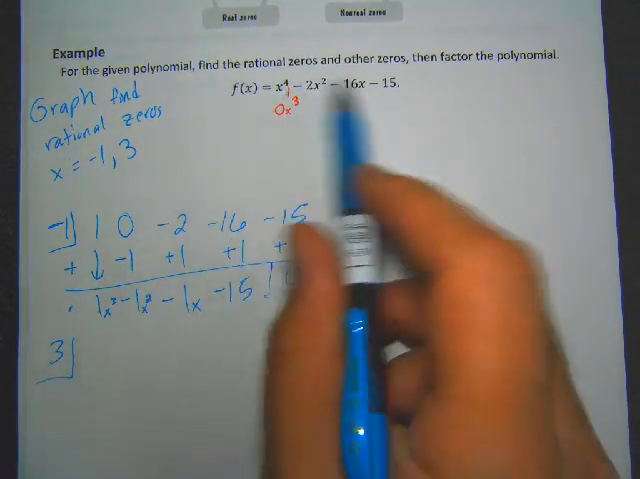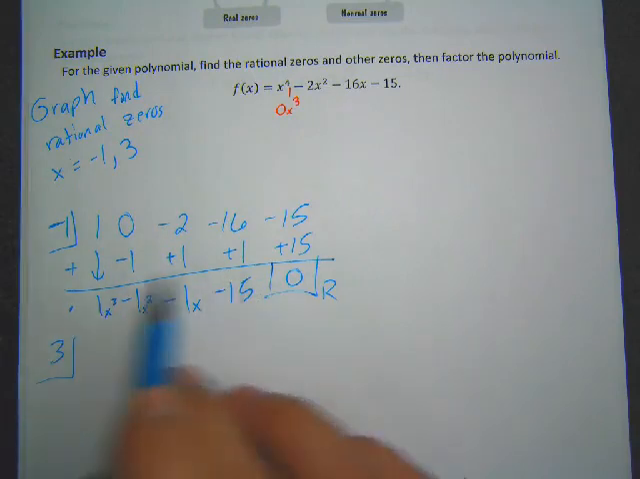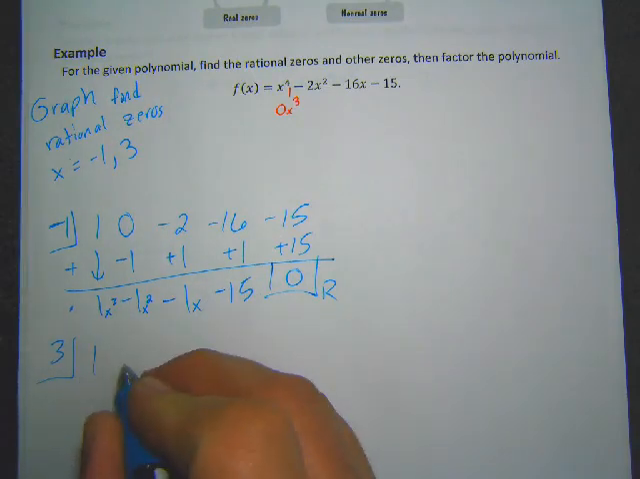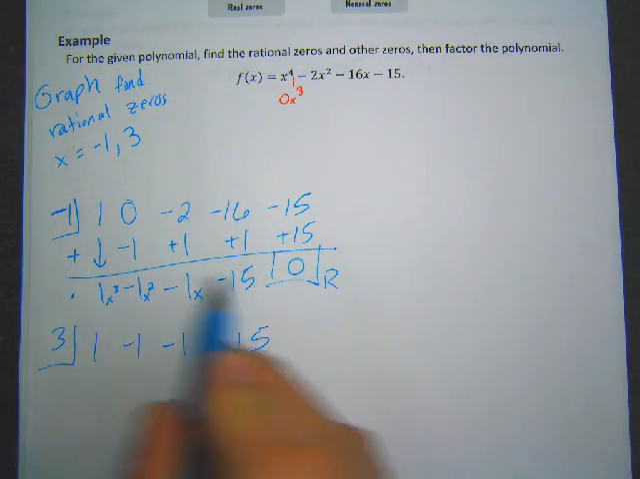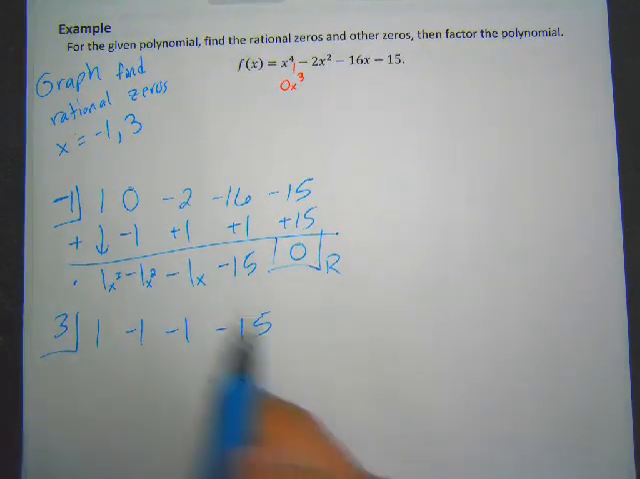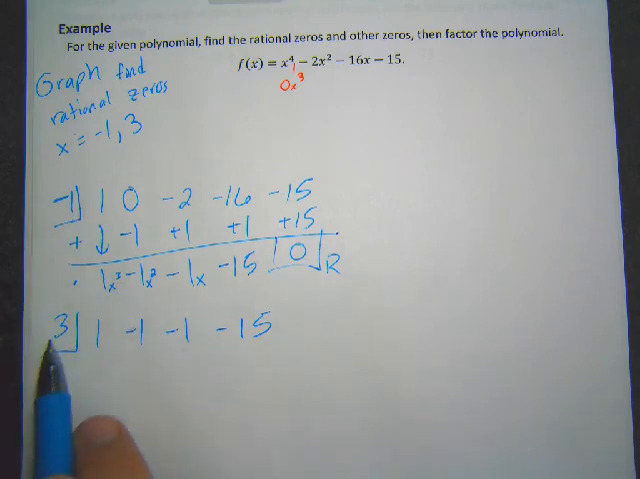And I'm not going to go back to the original, just like last time. I'm going to use what I got down here for my coefficients. I'm going to have 1, -1, -1, -15. Those are my coefficients from this polynomial. So basically, I divided out the -1, 0. Now I'm going to divide out the 3, 0.